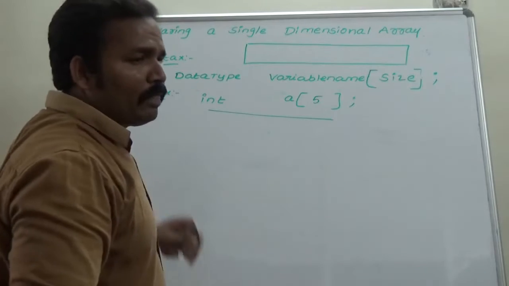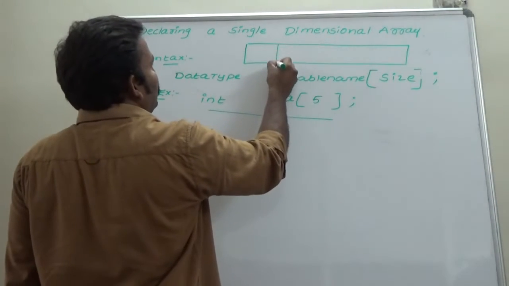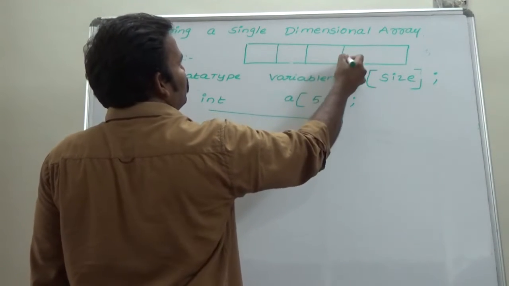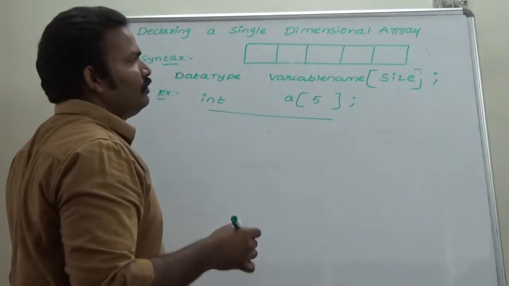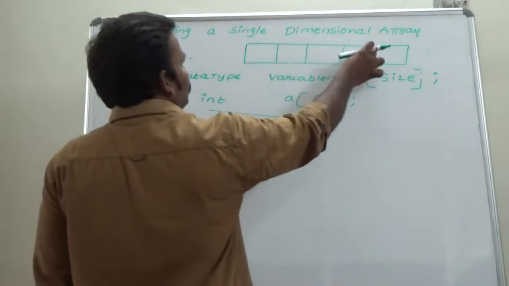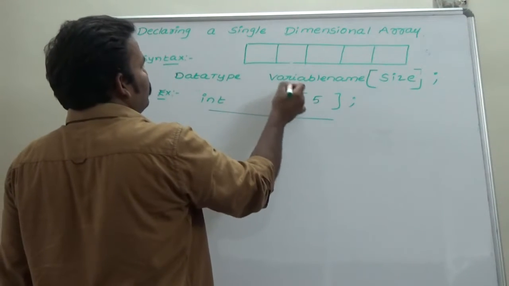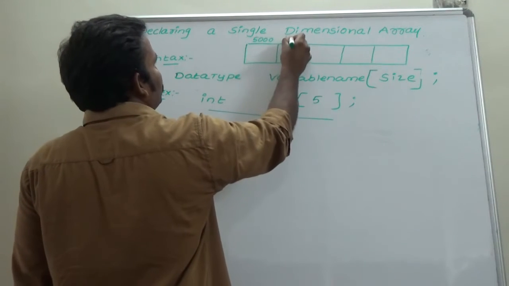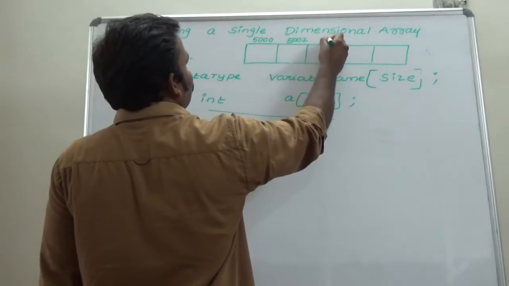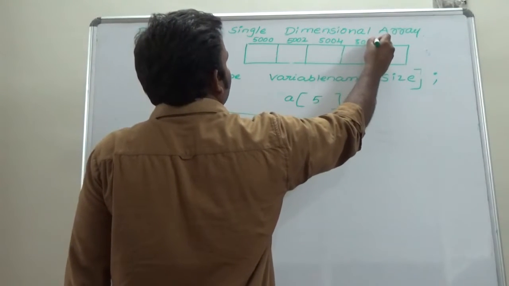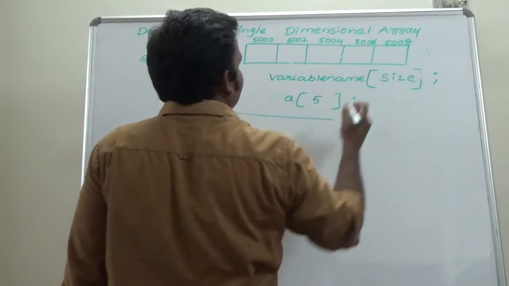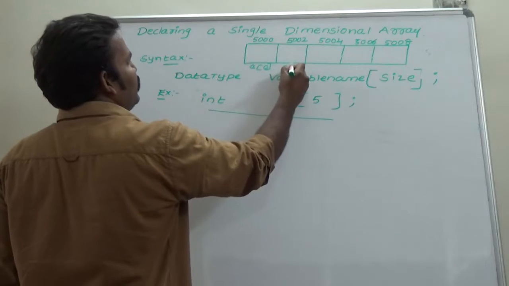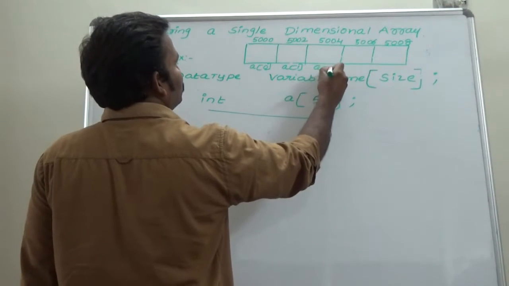So the C compiler allocates 10 bytes memory for the A array. Here 5 locations are there. And every location has a memory address: 5000, 5002, 5004, 5006, 5008. Next, these are index values. I will explain all these things in detail.